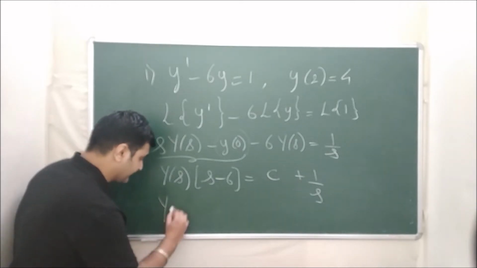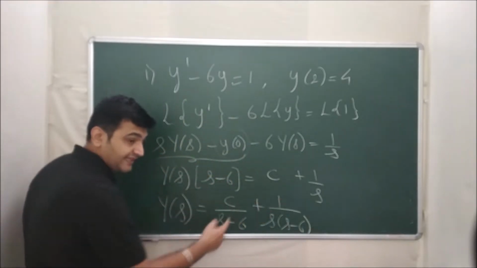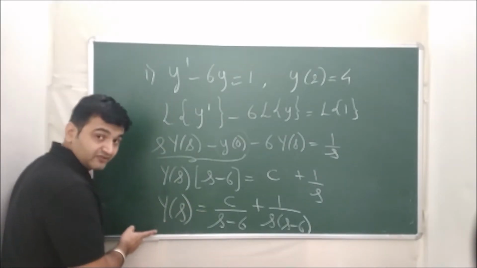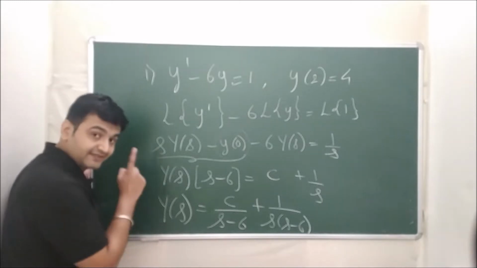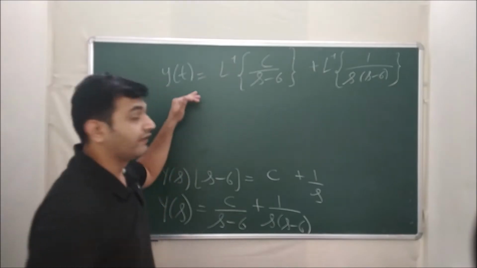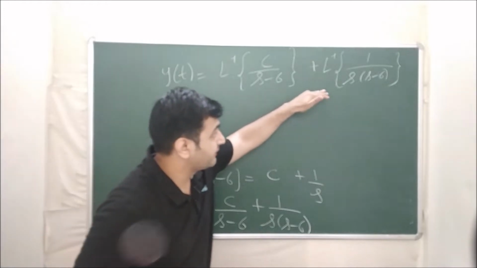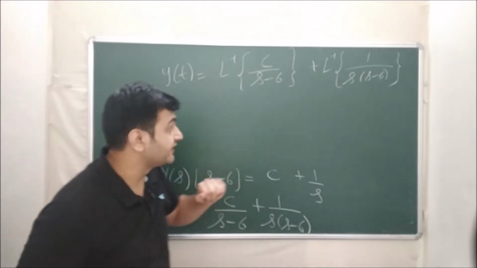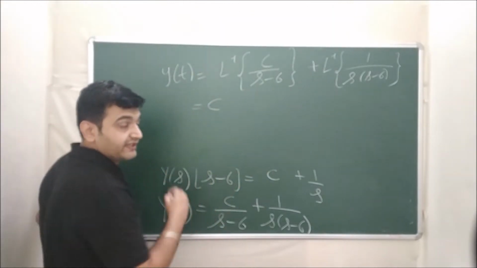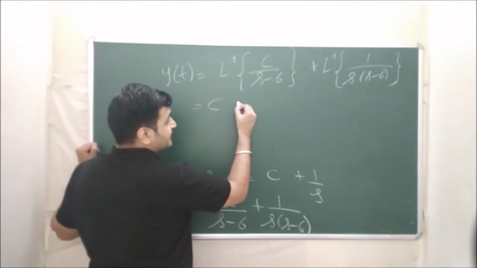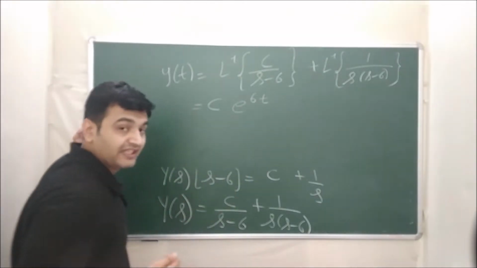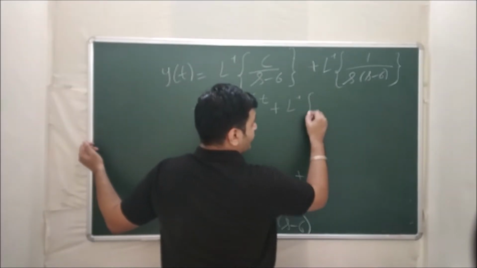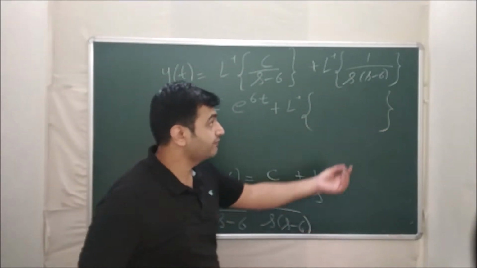Now what is my Y of s? If I take this s minus 6 to the right-hand side, this is what I have. Now I want to find y of t. So if I take Laplace inverse on both sides, Laplace inverse of Y of s is y of t. So y of t equals Laplace inverse of this plus Laplace inverse of this quantity. Laplace inverse is also linear, therefore it can go inside. Now c is a constant, so you can take c outside. What is Laplace inverse of 1 upon s minus 6? It is e raised to 6t, because Laplace of e raised to at is 1 upon s minus a. Plus, whenever you have a product in the denominator, you use the partial fraction technique.